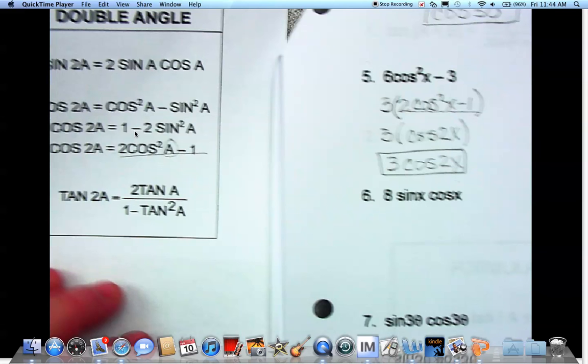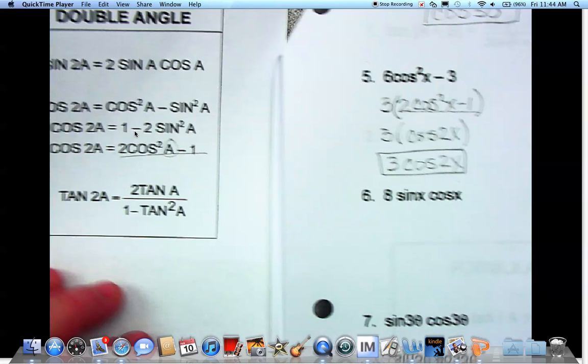That would equal 2, and then sine theta. How do you find sine from the triangle? Y over r, so that would be 3 over the square root of 10. No, don't change it yet. Then cosine theta is x over r, so it'd be negative 1 over the square root of 10.